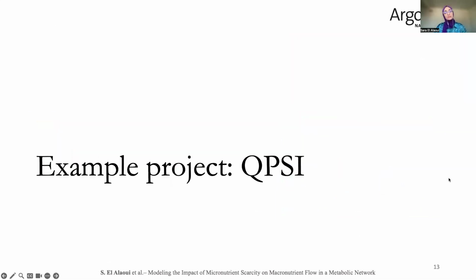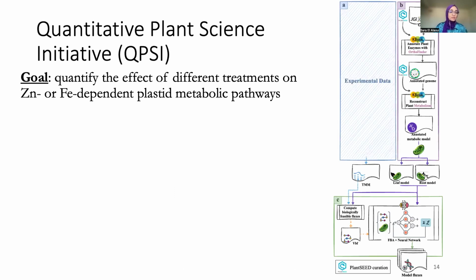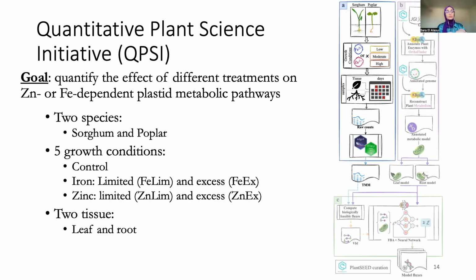So I'm going to go through an example where we have a concrete data set that we've been applying to this pipeline. That's from the Quantitative Plant Science Initiative that came out of Brookhaven National Lab. It's a study of how zinc and iron affect the growth of plants. We're looking at how different treatments of zinc and iron affect the plastidial pathways. The experiment was conducted by growing sorghum and poplar plants under 5 different conditions: the control, limited zinc, limited iron, excess zinc, and excess iron.